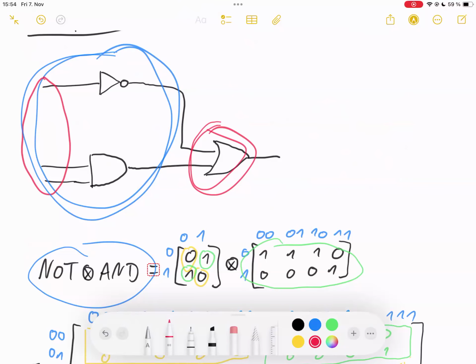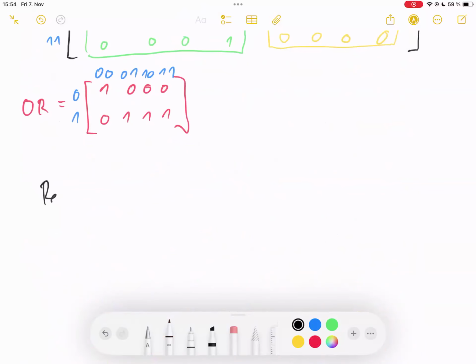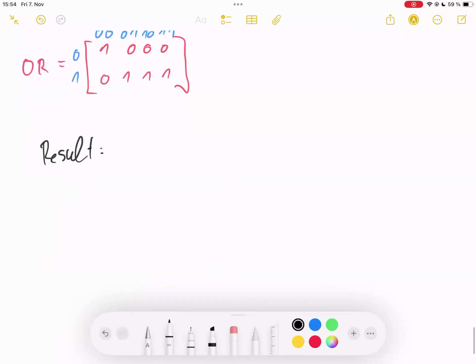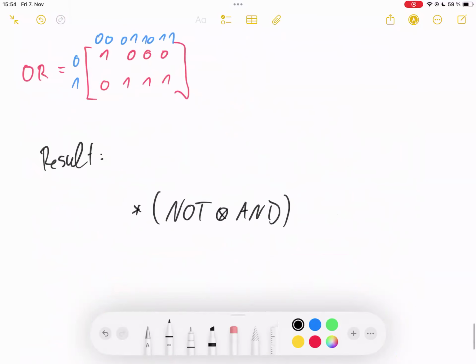Multiply from the left. Yes. So what I need to calculate now is my result, which would be my NOT in the tensor product with the AND, this was my blue part. And now this was the first part, and then to the right, the next part in the circuit is an OR. That means I multiply from the left, because we always said multiply from the left. It's the next evolution of the system in the dynamics.